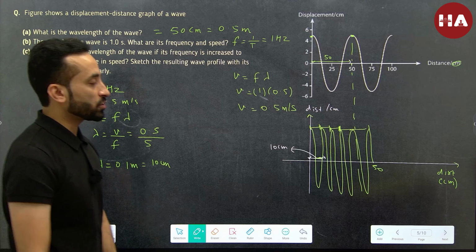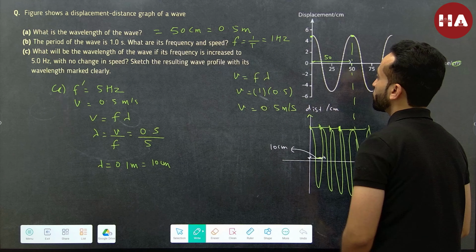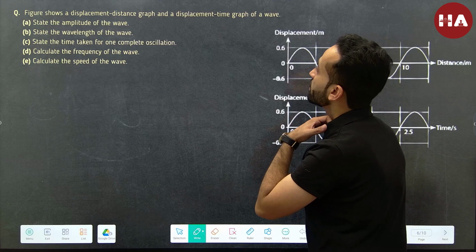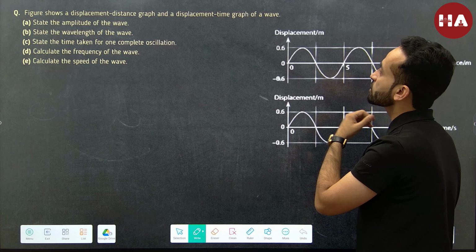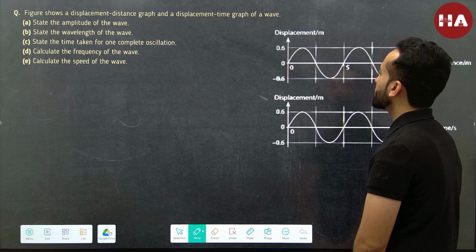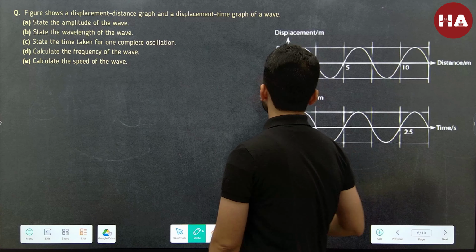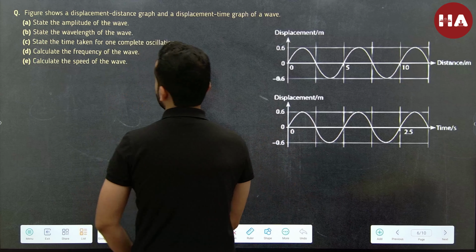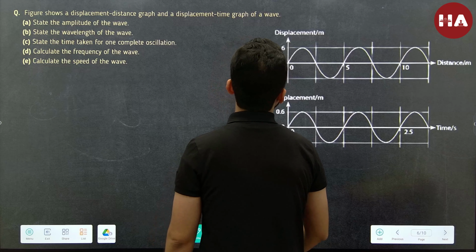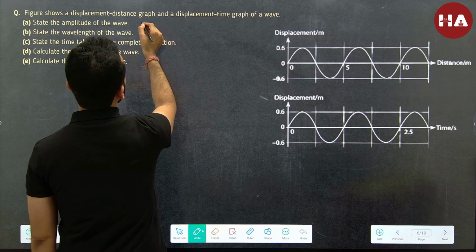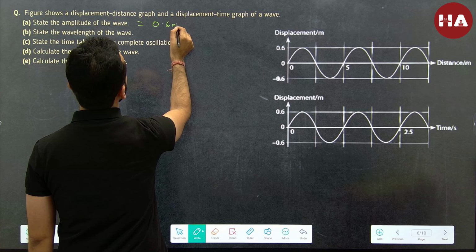Okay, now if you want to try one question yourself, you can do that. The figure shows the displacement versus distance graph and the displacement versus time graph, right students? So both the versions as we had discussed. State the amplitude of the wave. There's no doubt about it, amplitude is 0.6 meter.